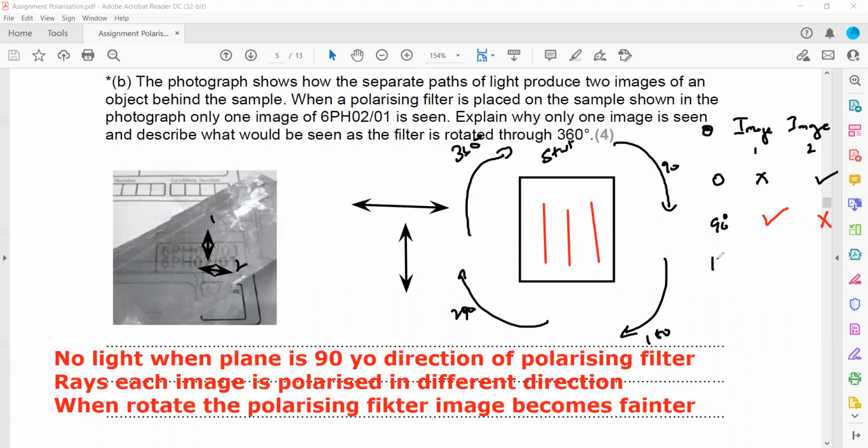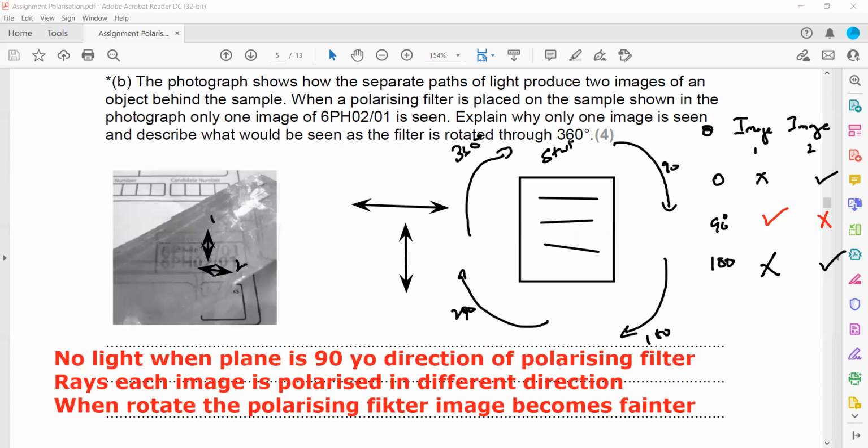Then we rotate a further 90, making it 180. Again, what will happen? Image 1 will disappear and image 2 will be seen. So at 90, only the other image is seen. At 180, again we'll see the first image, and then at 270 we'll see the other image, and then again at 360 we'll see the first. And between the angles we'll see both images, because only when the planes are perpendicular will we not see any image.